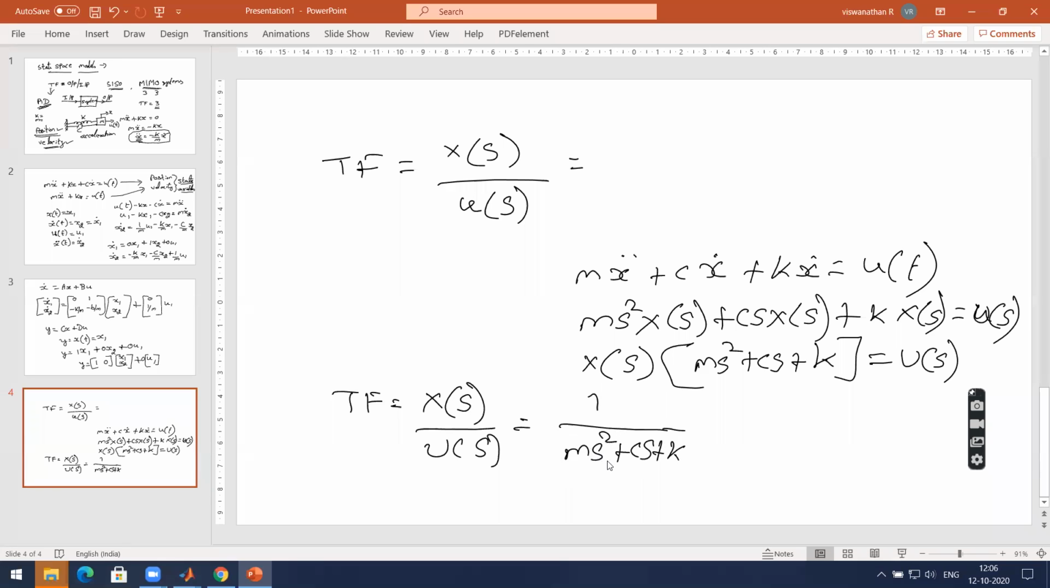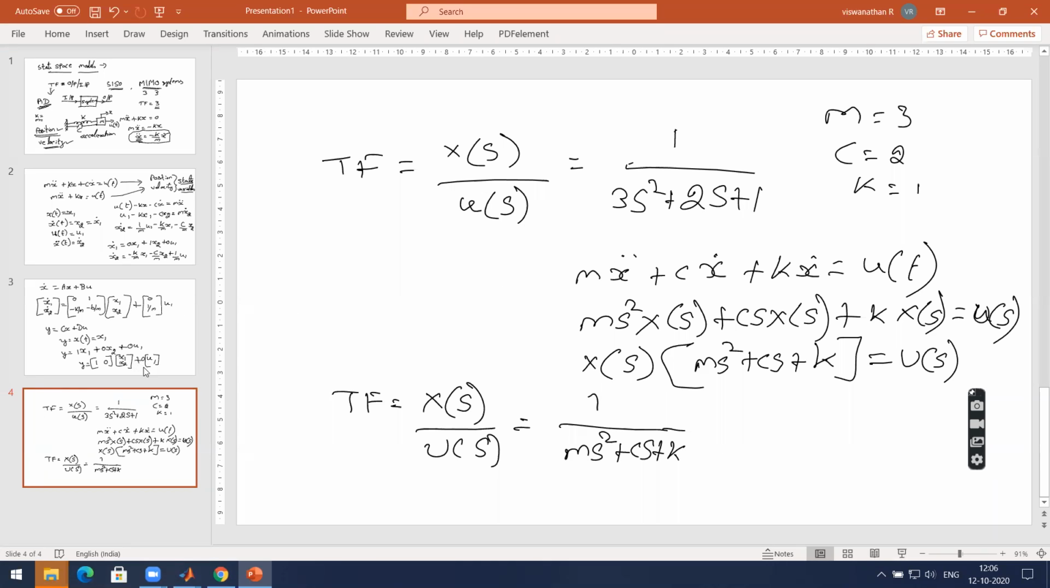By now you must be able to tell me immediately. Suppose if m is equal to 3, c is equal to 2, k is equal to 1. What is the transfer function? 1 divided by 3s square plus 2s plus 1. Okay. Fine.